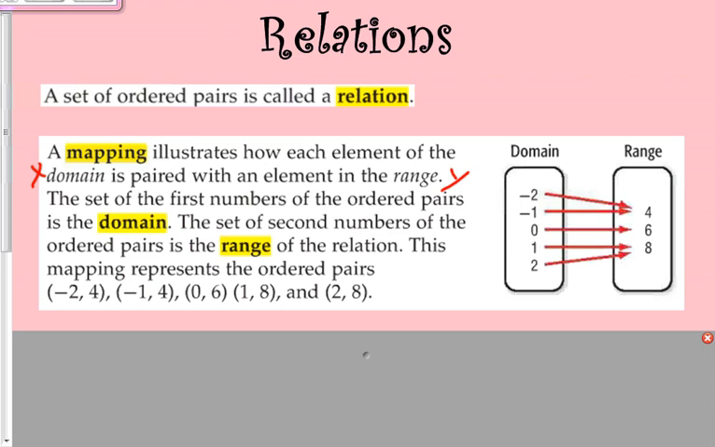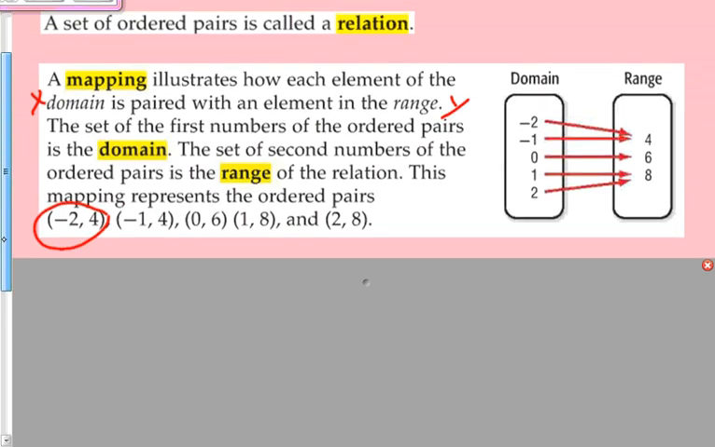In a mapping, you've got these two rectangular boxes. Domain, all your x values are listed in that box, and then the range is in the other box, and the pairs. This first ordered pair is -2, 4, so -2 is paired with 4. And then the next one, -1, 4, 0, 6, 1, 8, 2, 8. That's how the mapping looks.